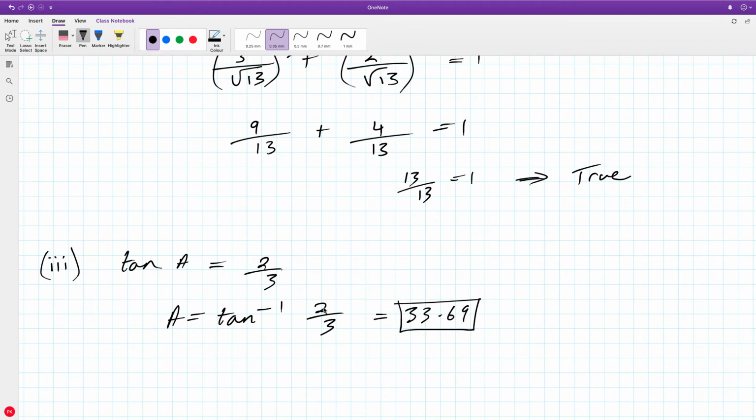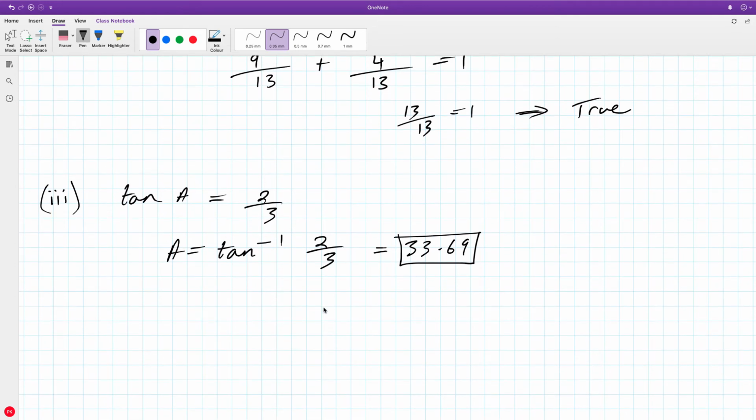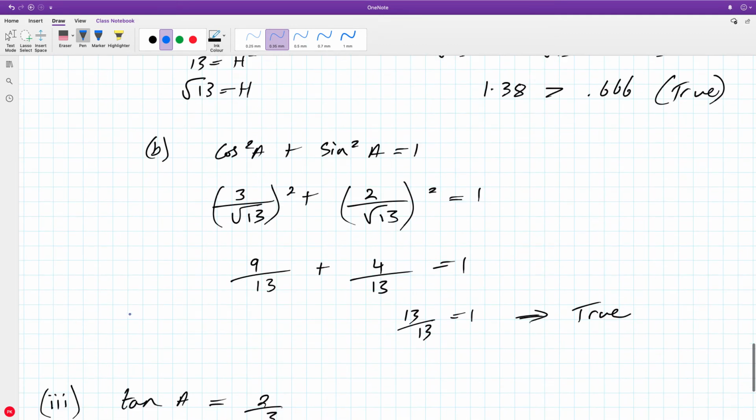Anytime you move tan over, you get tan inverse. Right, the unit circle. So, example number 12.